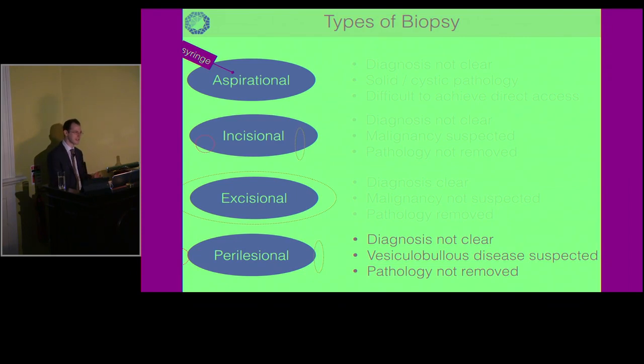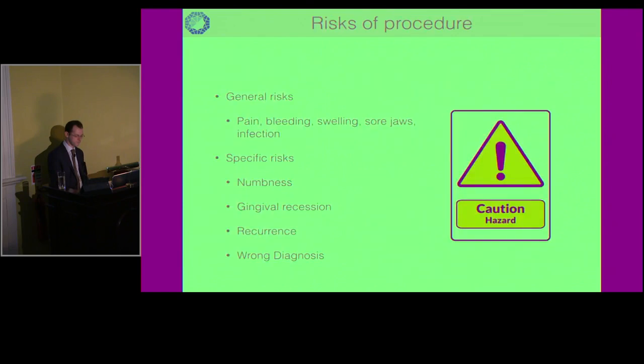And we usually take a sample that's perilesional and send that fresh tissue straight to the immunology department, where they'll do direct immunofluorescence and give us some information about what's going on. General risks: pain, bleeding, swelling. You get that every time you lift a scalpel.